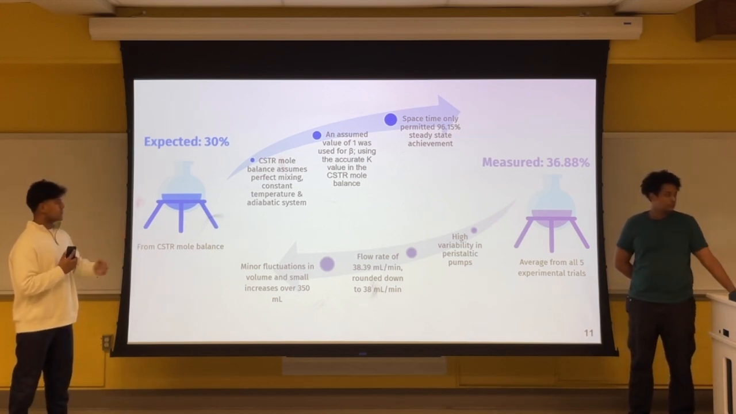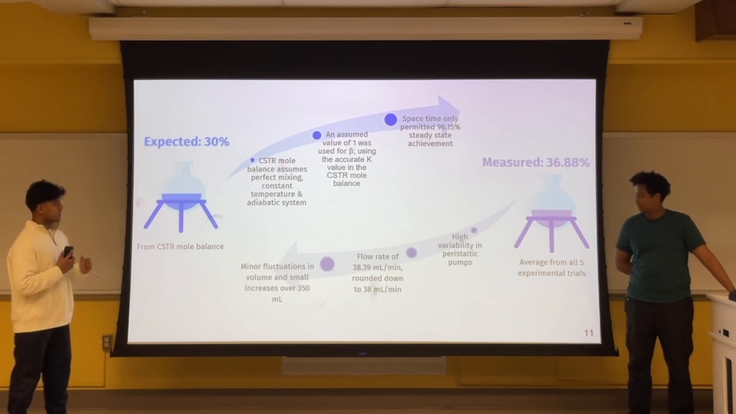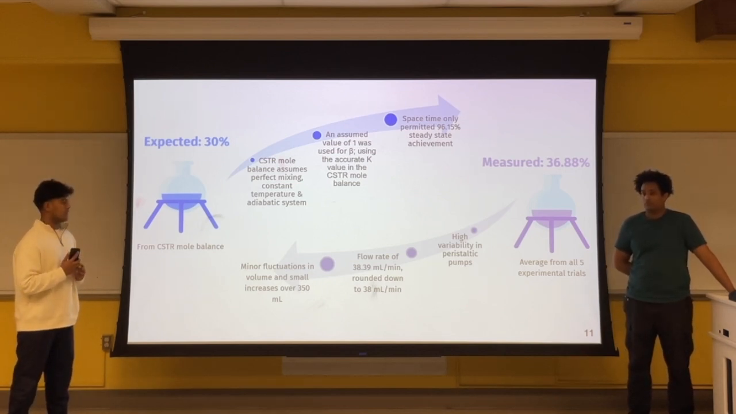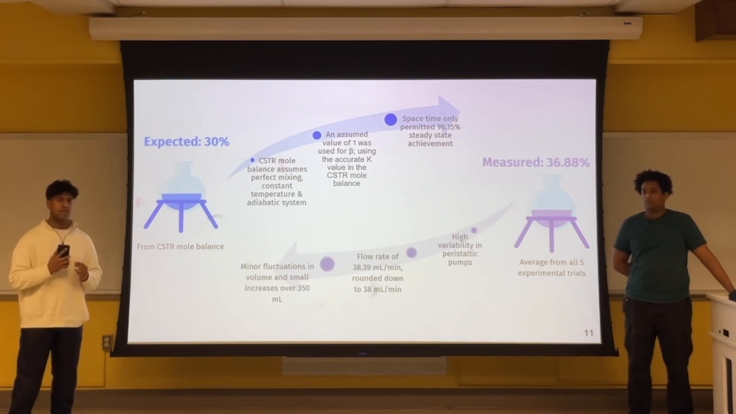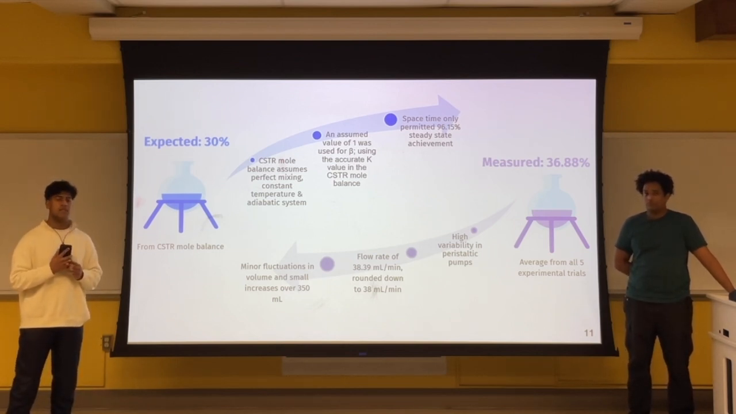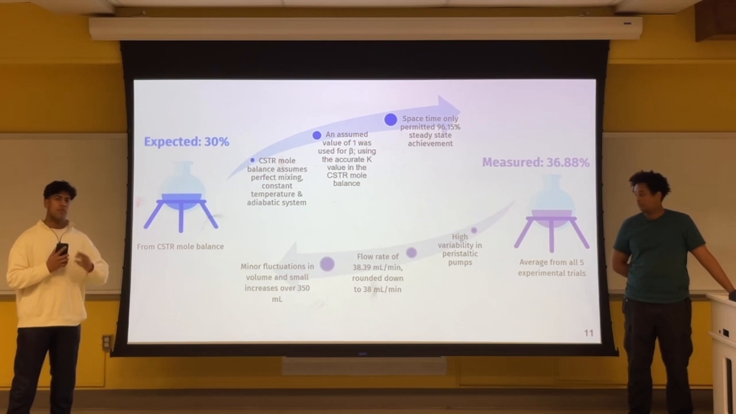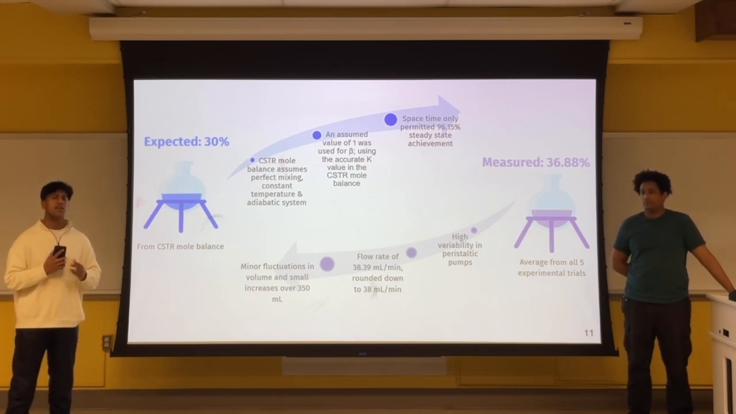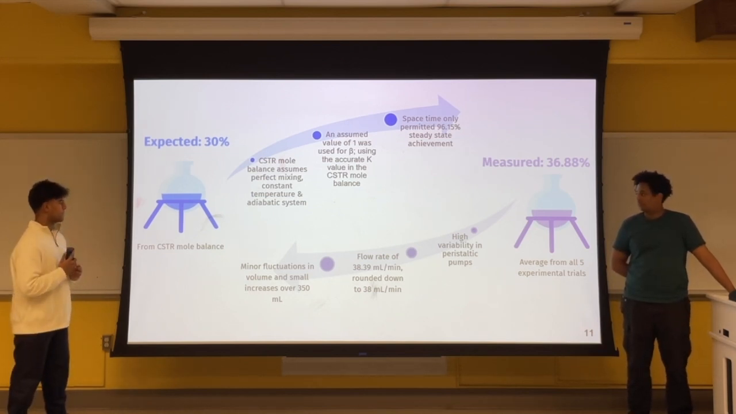Now, there were some sources of error in our lab experiment, especially the pumps. The pumps were very fluctuating, which affected our flow rates, especially when small gas bubbles entered the pipes. The flow rate of 38.39 milliliters per minute was rounded down to 38 milliliters per minute, since measuring out 0.39 milliliters is highly difficult. And minor fluctuations in volume and small increases over 350 milliliters affected our steady state.